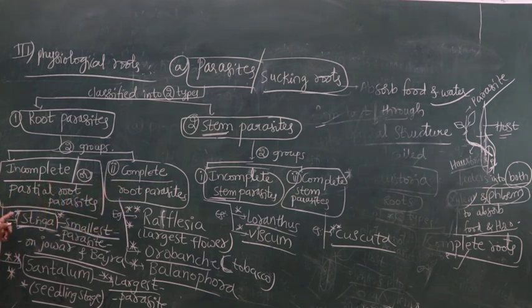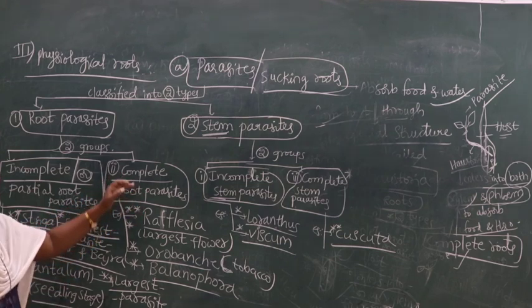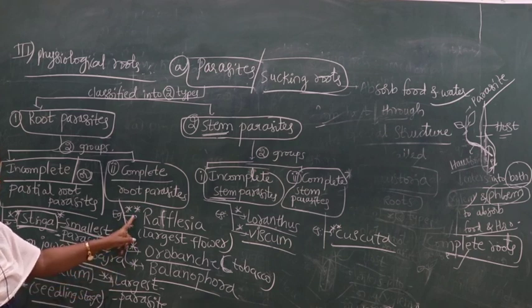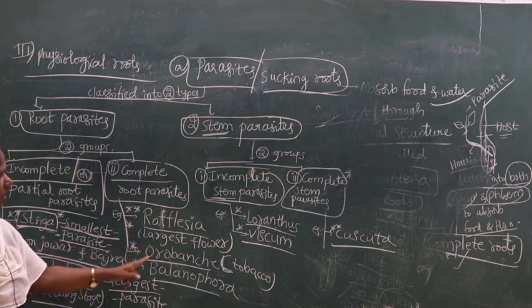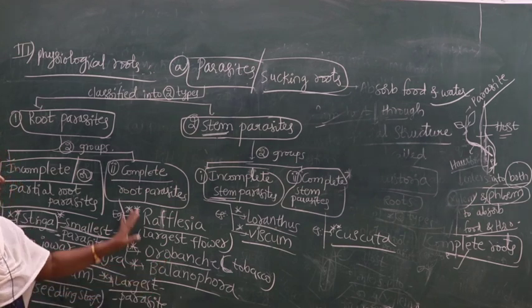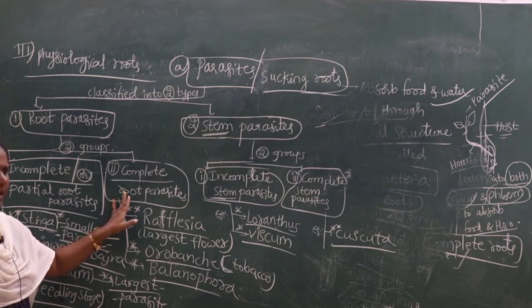Incomplete root parasites have two examples, Striga and Santalum. Incomplete means haustoria enter into xylem only for water. Striga is the smallest parasite, remember, found on jowar and bajra. Very important. Santalum is the largest parasite. It is found only in the seedling stage. Coming to complete root parasite, here haustoria enter into both xylem and phloem. For example, Rafflesia is the largest flower, Orobanche is a parasite found on tobacco, and Balanophora. So these three are examples for complete root parasites.